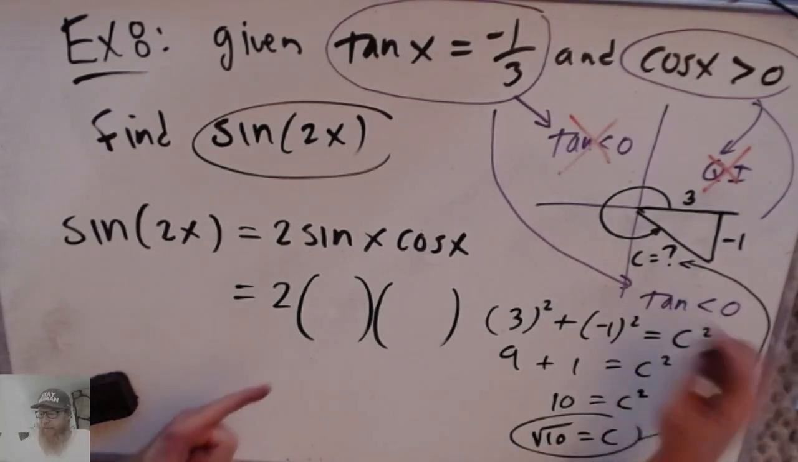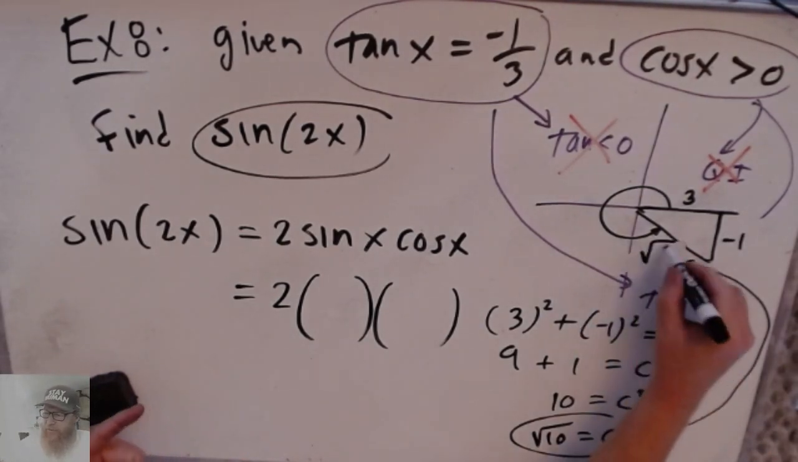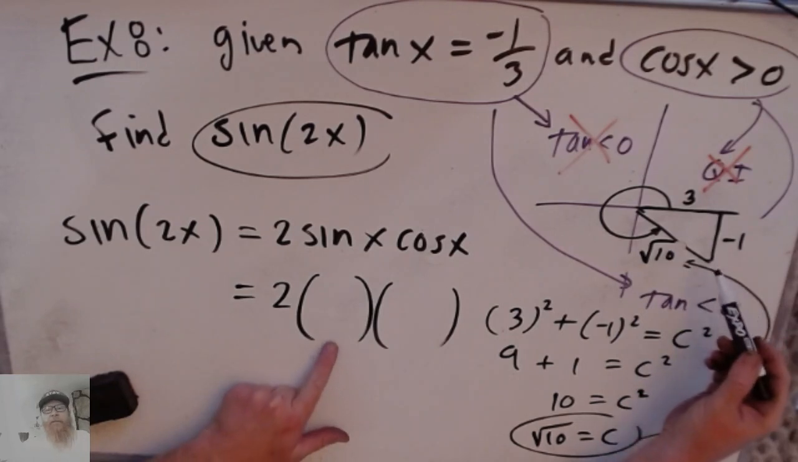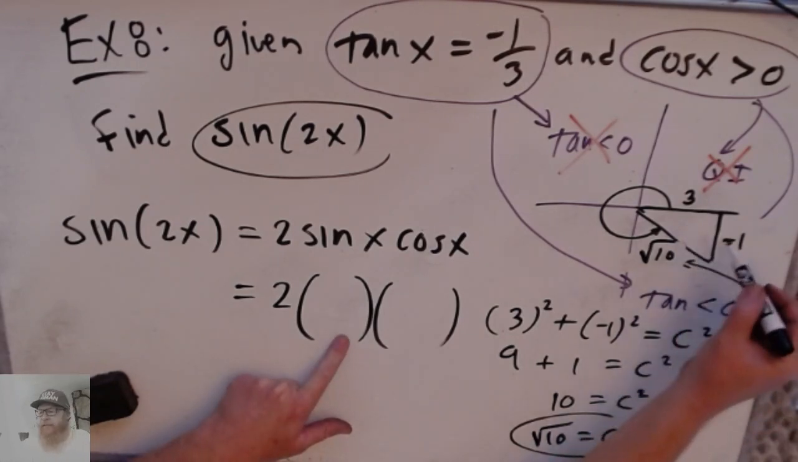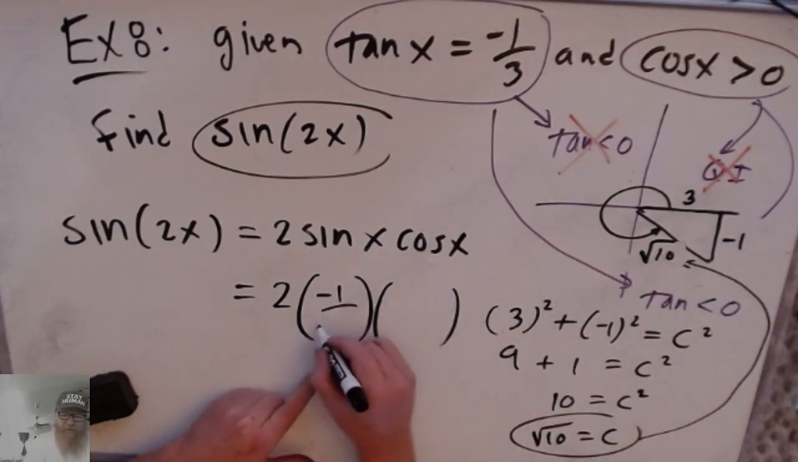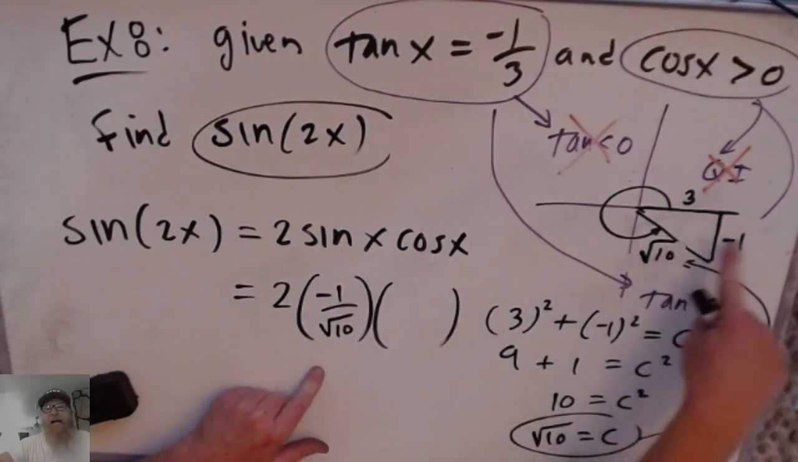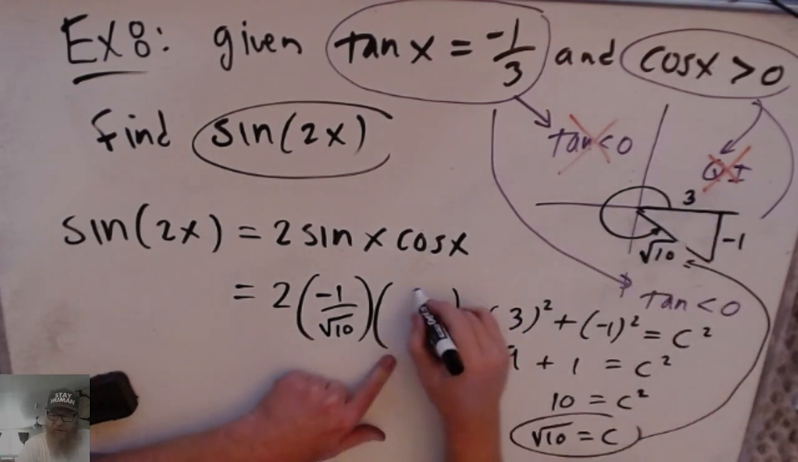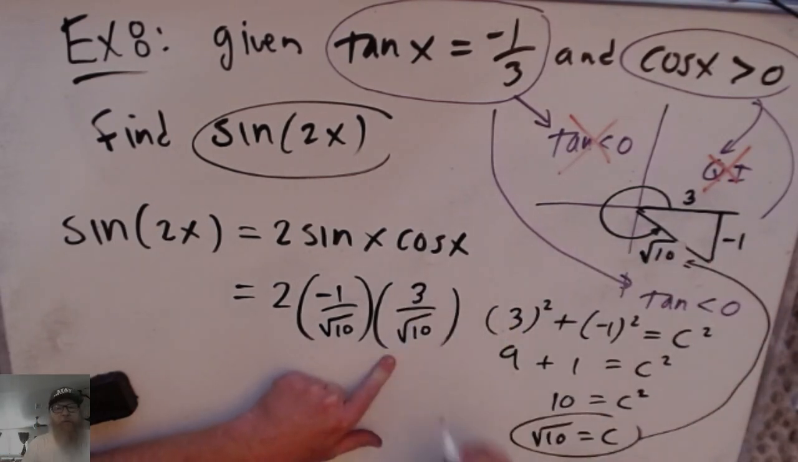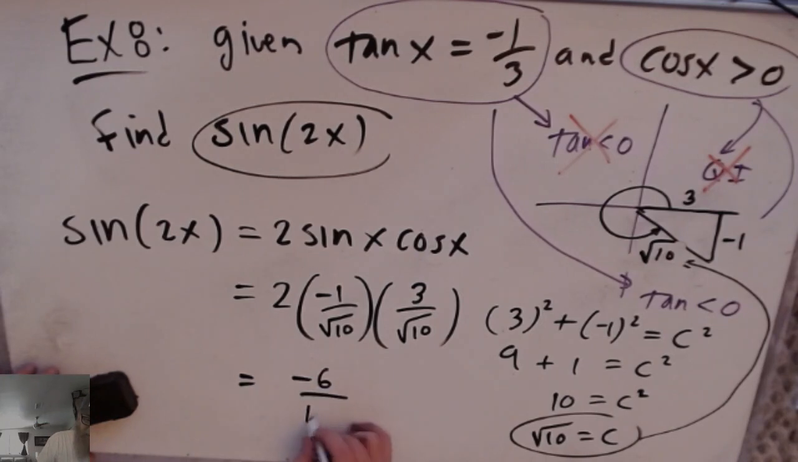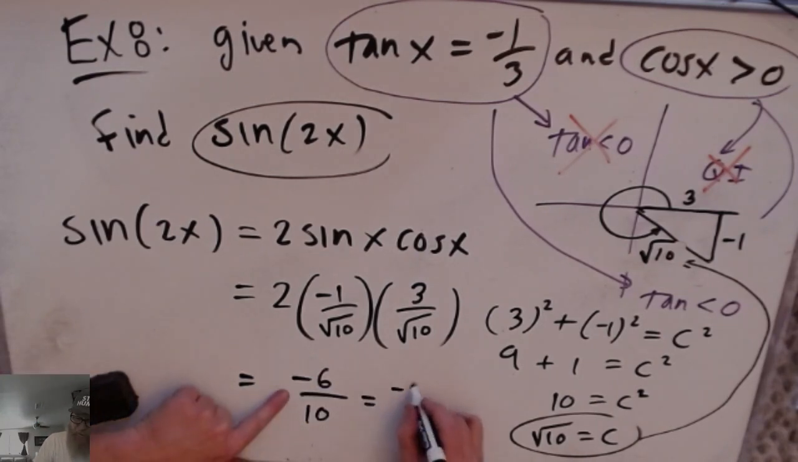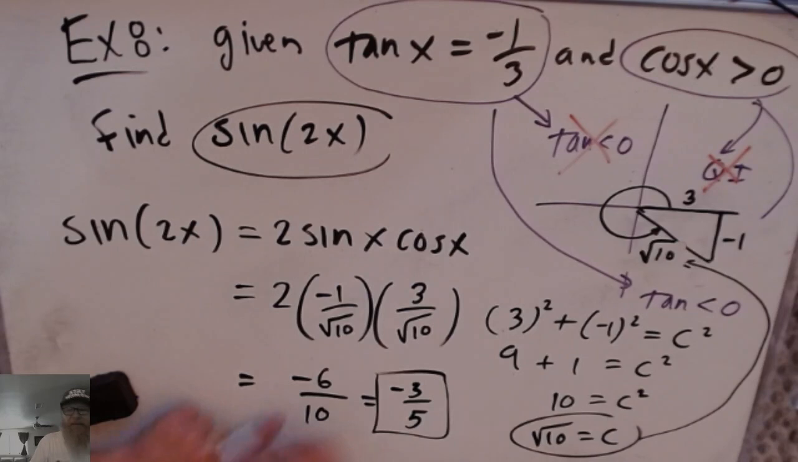Look at this triangle here. I know that c is square root of 10. So the sine of this angle is negative 1 over square root of 10. The cosine is 3 over the square root of 10. So your final answer is negative 6 over 10, but I want you to reduce it to negative 3/5. And that's it.